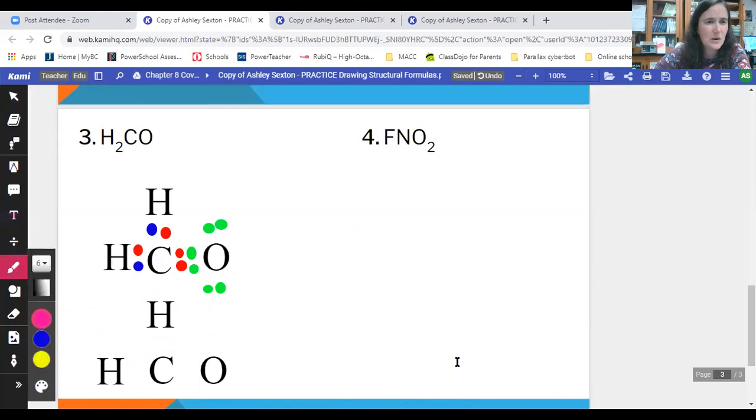All right, and then I'm going to draw my line. So I have a bond here. I have a bond here. I have a double bond right here. And then I'm just going to go ahead and put 2 dots for my lone pairs right there. Okay? So that is how this particular one's going to look.